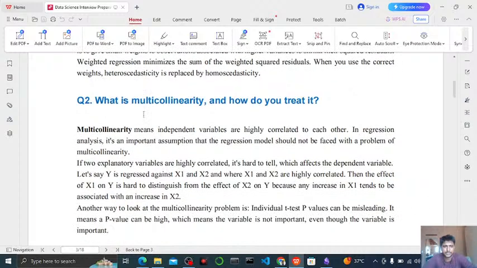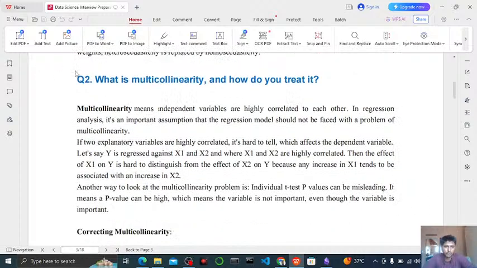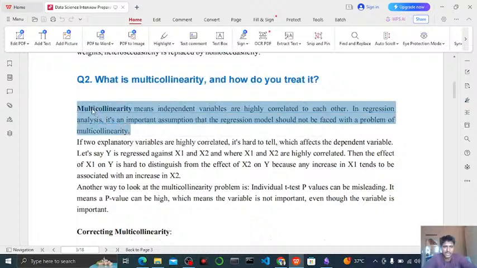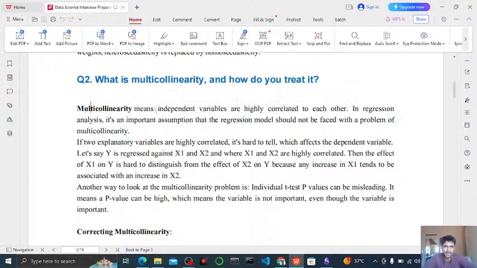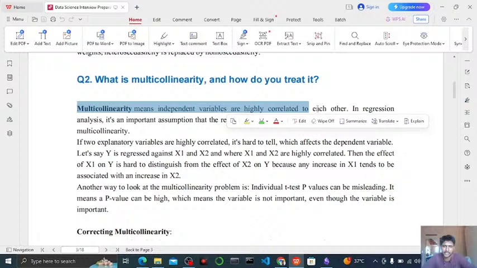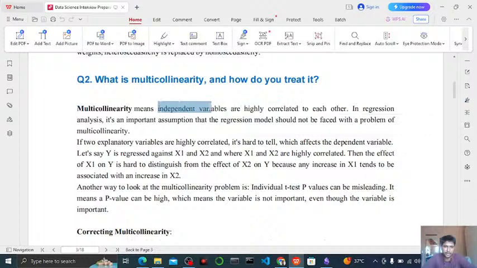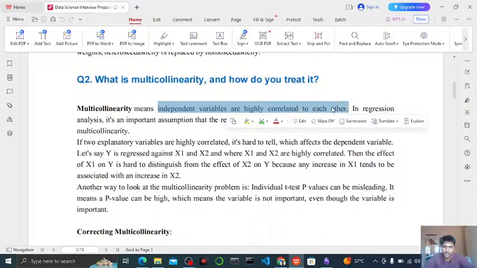Another question that can be asked is, what is multicollinearity? How do you treat it? First, you explain it. Multicollinearity means independent variables which are highly correlated to each other. You can just highlight this: multicollinearity means independent variables which are highly correlated to each other.